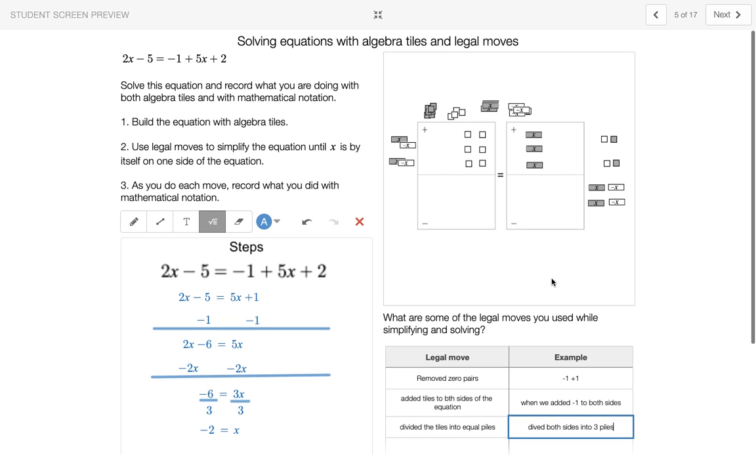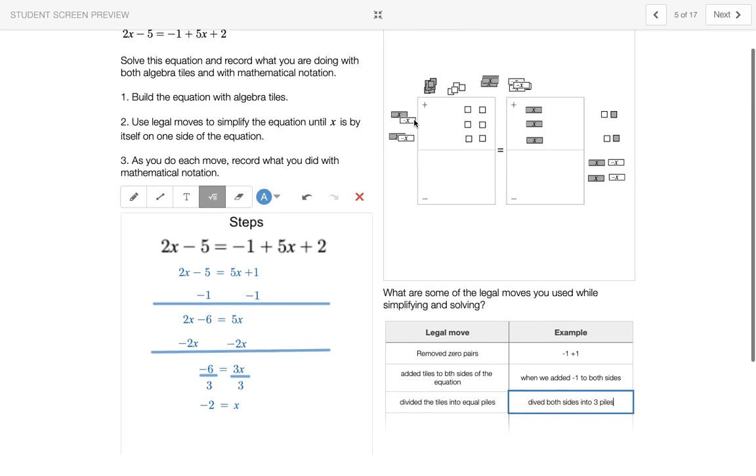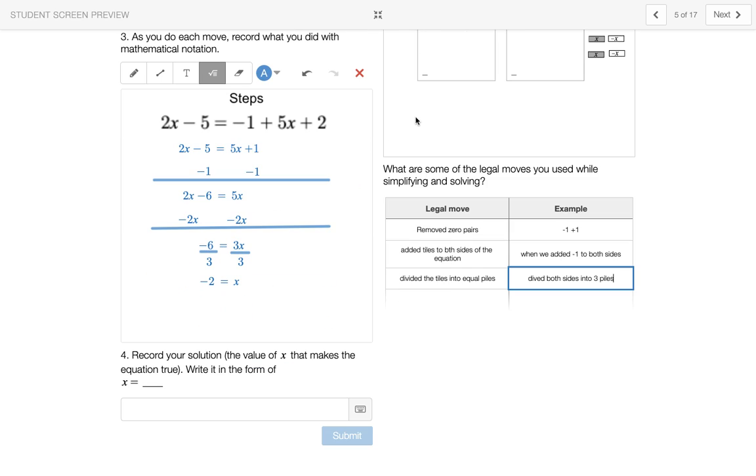So this completes solving equations with algebra tiles and legal moves. Try out some of these strategies on the rest of the slides in this Desmos activity. Oh, I almost forgot one more step, everyone.